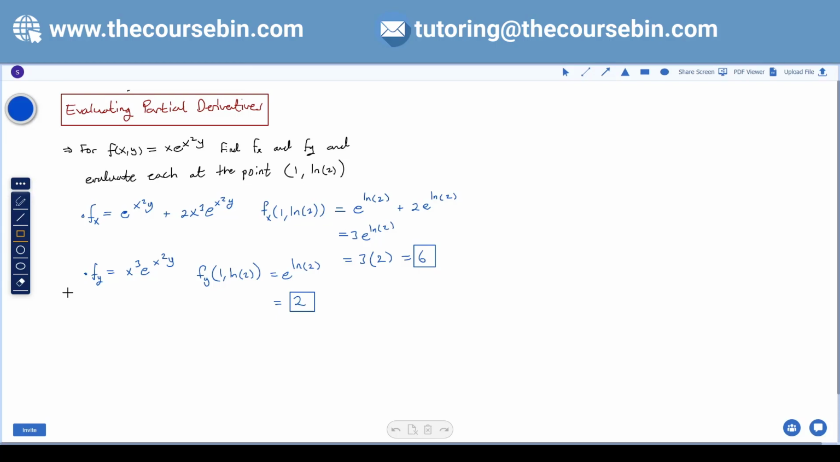Right, so this x e to the x squared y is just a surface in xyz space. So when you're at a certain point on that surface, you're going to have different slopes depending on whether you're going in the x or y direction.